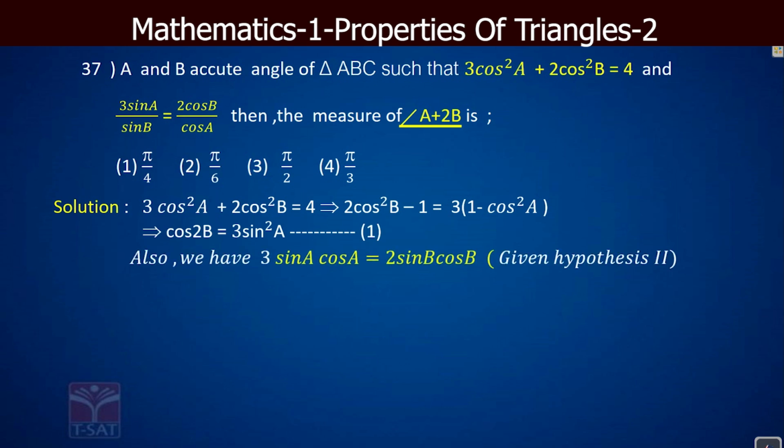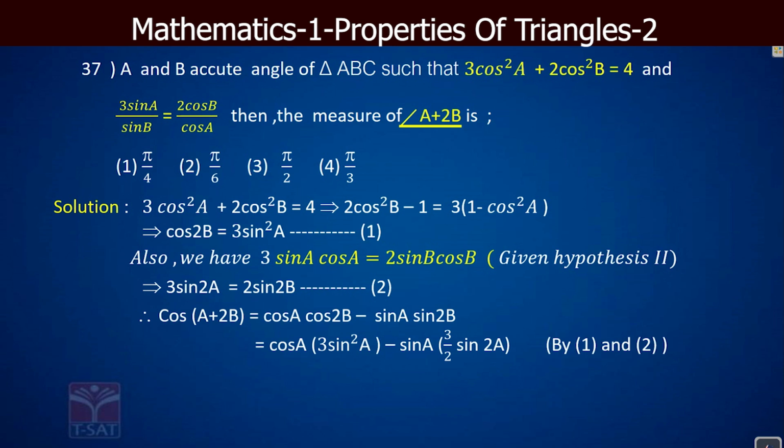Now, also you have 3 sin A cos A from the second hypothesis. 3 sin A cos A is equal to 2 sin B cos B. So, that means 3 sin 2A is equal to 2 sin 2B. Multiply both sides with 2. Then you will get 3 sin 2A is equal to 2 sin 2B, number 2.